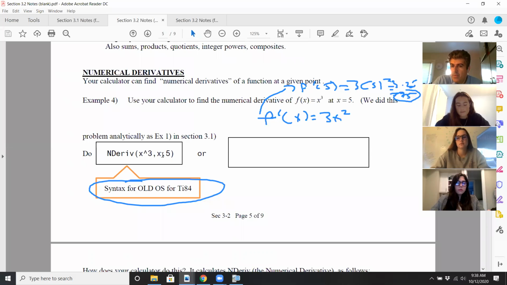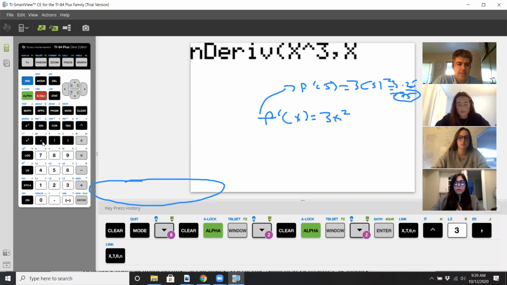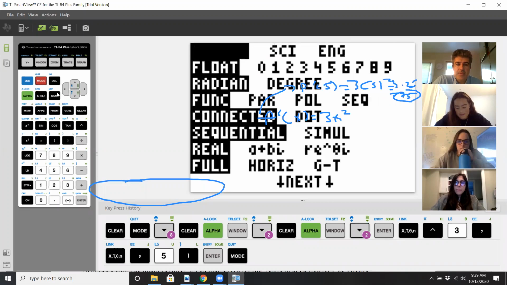So the calculator will give you the answer. So I put x cubed right here, comma, x, comma, 5. This is the old school way. I'm going to show you the newer way in just a second. You get this, and it's not exact. It's 75.0001. So this is if you're in the old operating system, or if you are in mode and stick with classic, that's what happens.